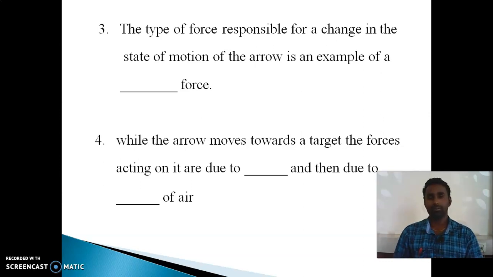Just read the question and try to find the answer. I'll give 30 seconds and you have to fill the answer. Time start now. Okay, anyway, I hope you found the answer. Shall we go to the answer?